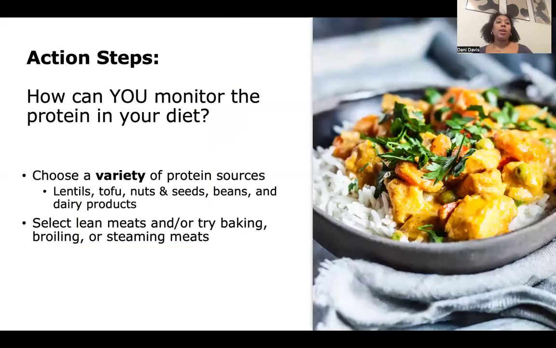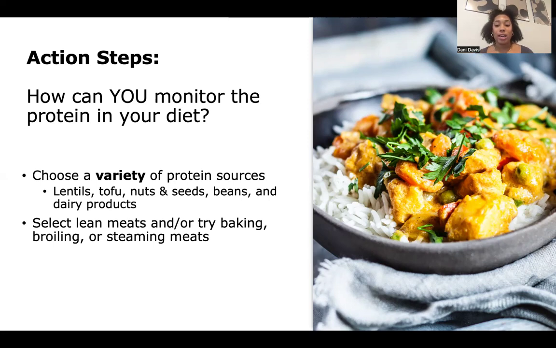Action steps. How can you monitor your protein in your diet? You can choose a variety of different sources, such as lentils, tofu, nuts and seeds, beans, and dairy products. You can also select lean meats or try baking, broiling, or steaming meats. When we bake, broil, and steam, it's different from when you are frying something, which is completely saturated in that fat. So that would make it a little bit leaner, and lower in fat content.